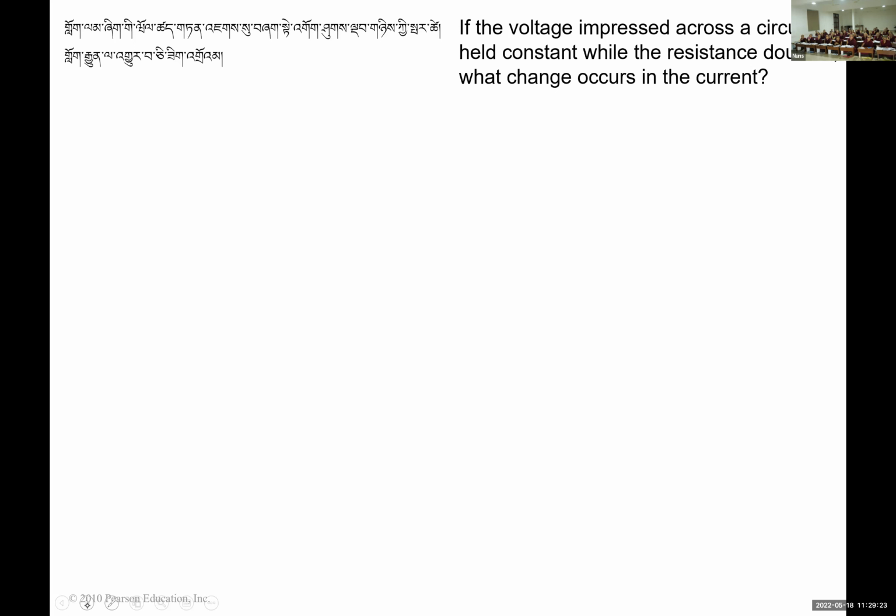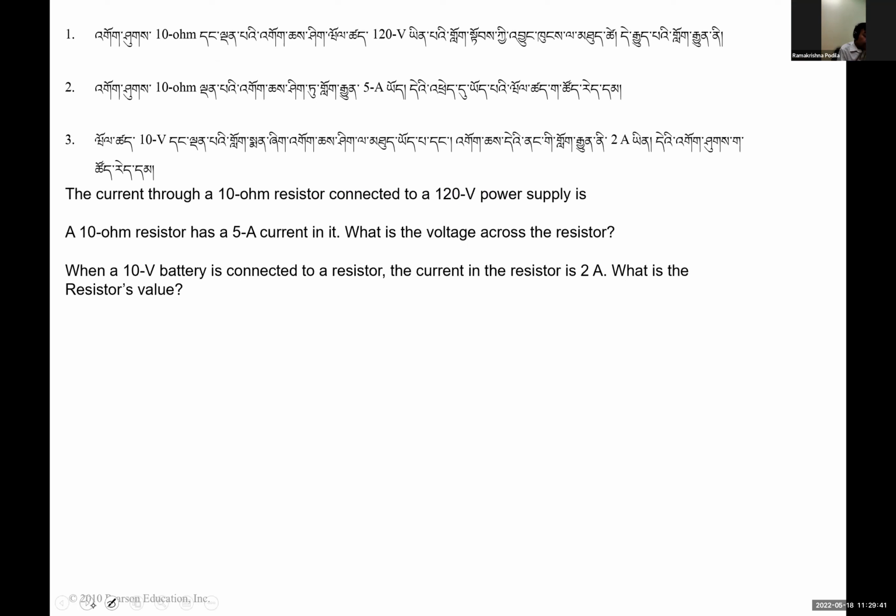So the current will decrease. Right, decrease by how much? Half. Half, right. So because again, same thing, I is equal to V by R, Ohm's law, right? If you double the resistance, then I will decrease by half. Okay, now let's do one more, right? These are more mathematical problems.